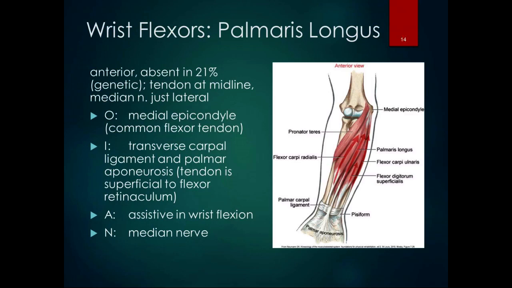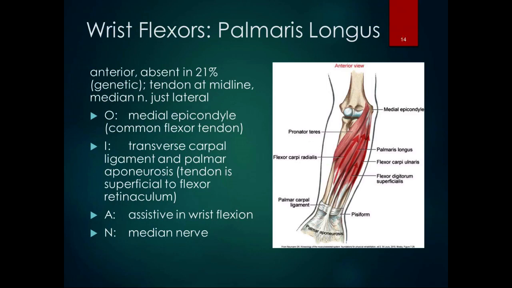It originates at the common flexor tendon, just like the other flexors. Unlike the other flexors, though, it inserts on the transverse carpal ligament and the palmar aponeurosis. So instead of having a bony insertion, it actually inserts on a ligament in the aponeurosis. So it assists in wrist flexion, but what it does when the 79% of people have it, it provides a little tension on that transverse carpal ligament and the palmar aponeurosis.